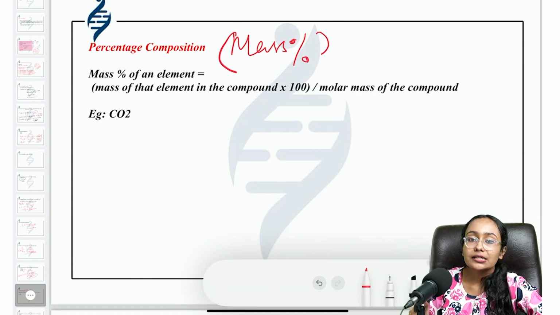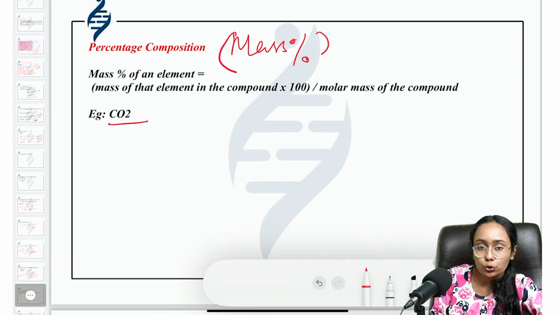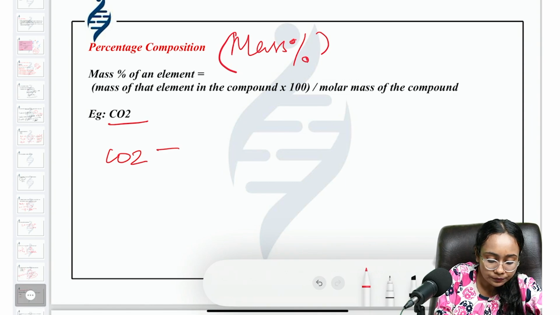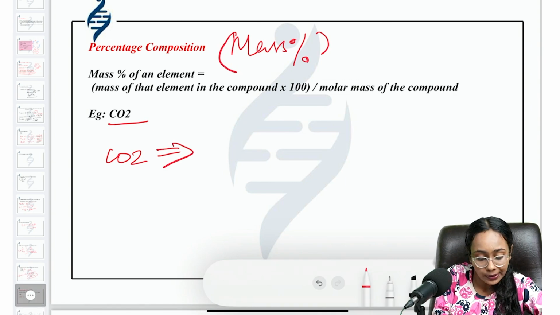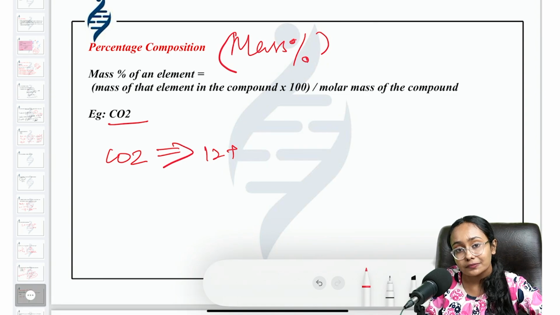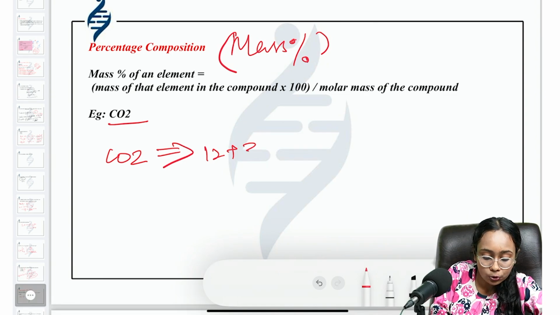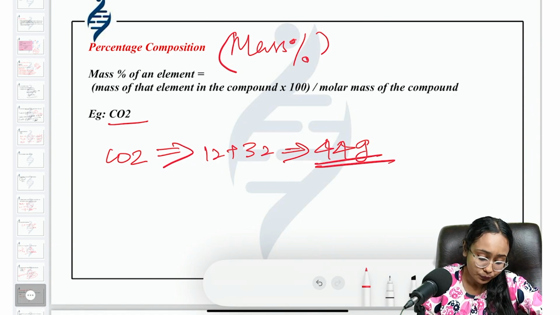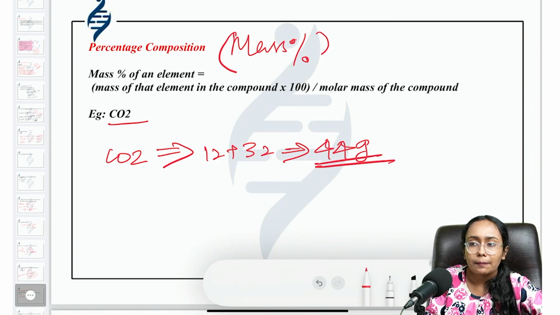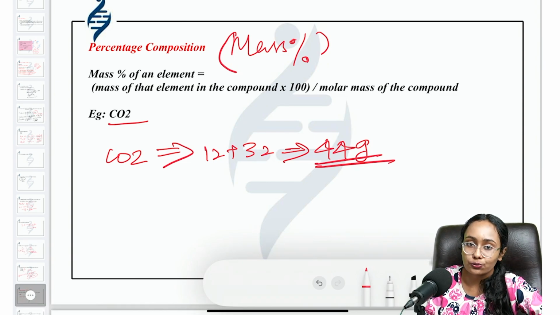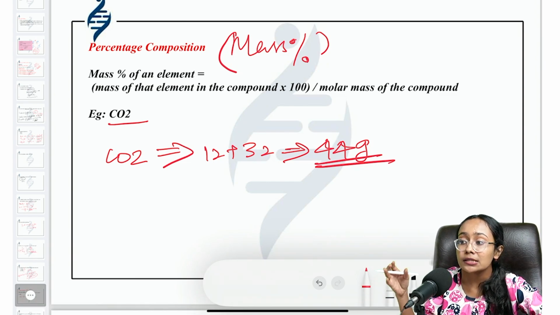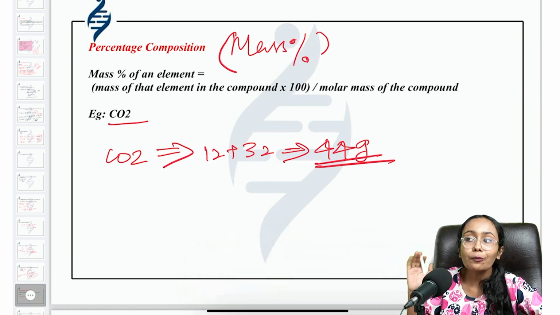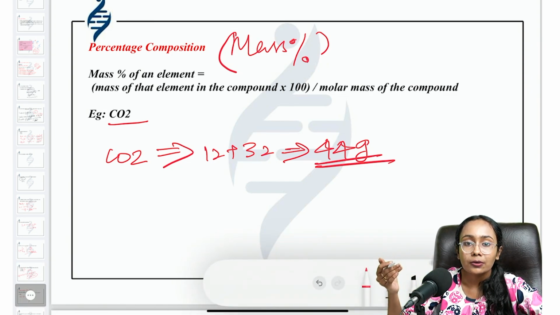I'll explain it in detail using an example. We are provided with CO2. What is the mass of carbon? 12. What is the mass of oxygen? O2, 32. And the total mass is 44 grams. Now, my requirement is to find the mass percentage of carbon in CO2, which means I need to find how much percentage of CO2 is carbon.